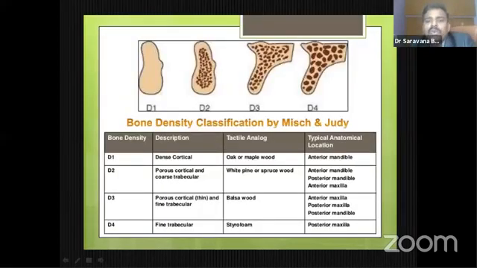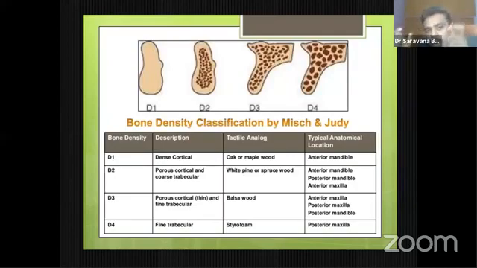Okay. So how to analyze the bone density? If you look at the cross section properly, you can identify the bone density. They have classified the bone density into 4 patterns: D1, D2, D3 and D4. D1 is completely made up of cortical bone. Almost 90% is made up of cortical bone.